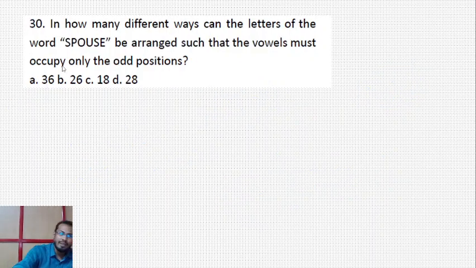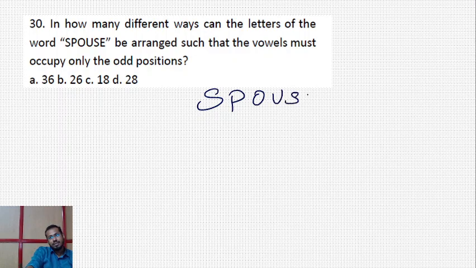Clear? And next question. In how many different ways can the letters of the word SPOUSE be arranged such that the vowels must occupy only the odd positions? So the vowels must occupy only the odd positions. 1, 2, 3, 4, 5, 6.